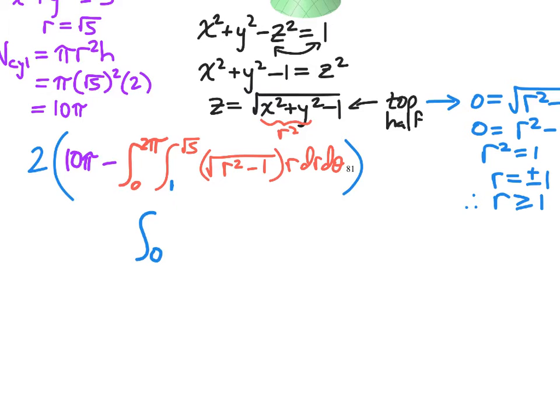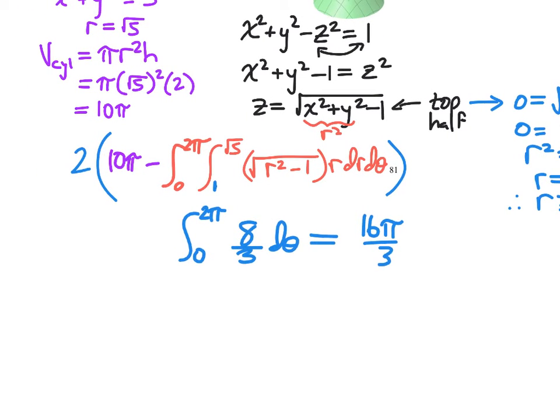So, 0 to 2 pi, 8/3 d theta, which is going to ultimately end up, like I said, just take, it's constant. So the difference between the bounds, which is just 2 pi, multiplied by the constant itself, 16 pi over 3. So, say it again? Yeah, we're going to do that too. So we're going to subtract that from 10 pi minus 16 pi over 3. And then double it.